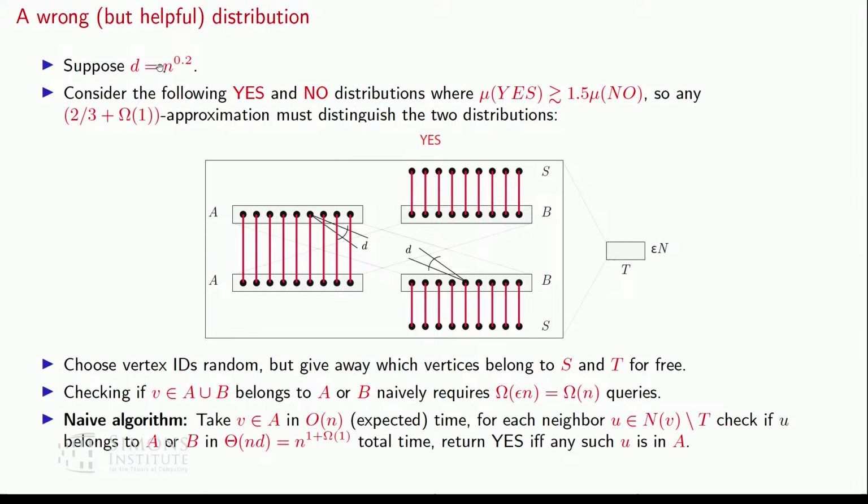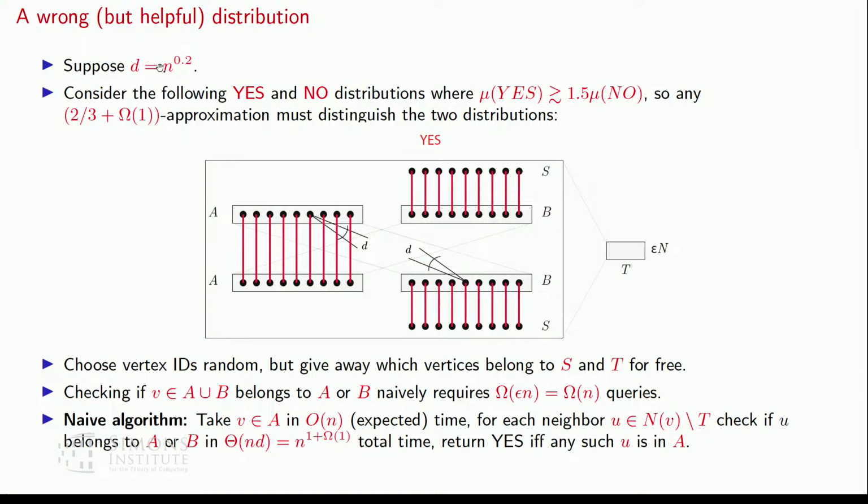So what's a naive algorithm? I start with a vertex in A. I can find one in order n time: I pick a random vertex from A union B, which with probability half is in A. In order n time, I check this. If it's not, I sample again. So that's easy. Then I go over all of its neighbors. Some of the neighbors go to the dummy set, and I ignore those. For the other neighbors, in the yes case, all but one of them are in B, and that one is in A. In the no case, all of them go to B.